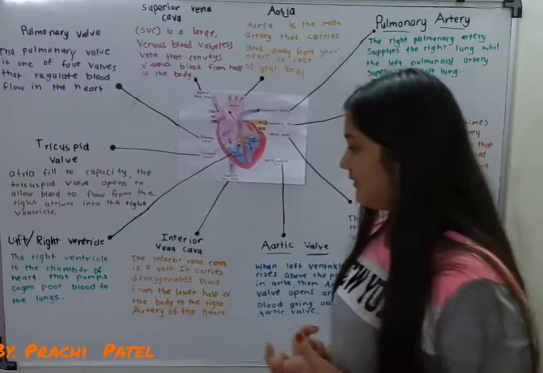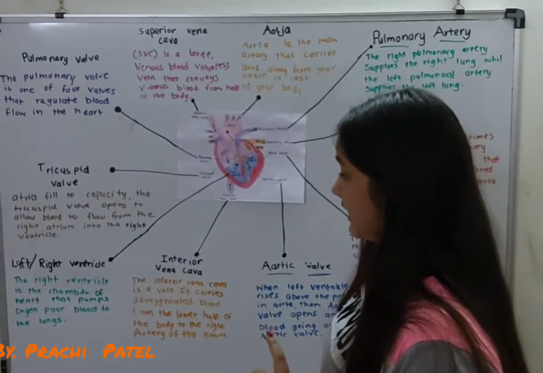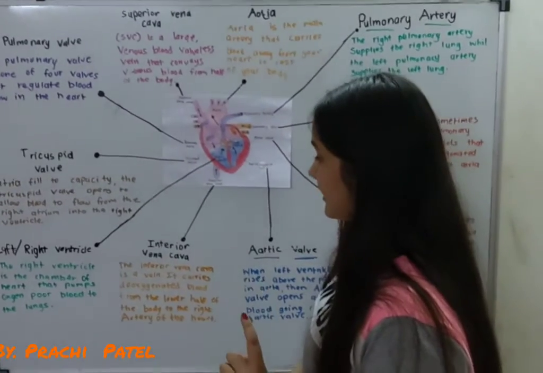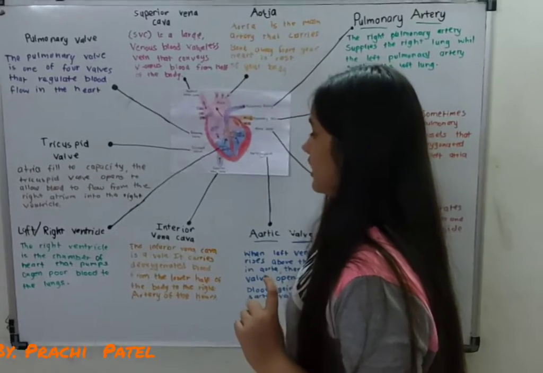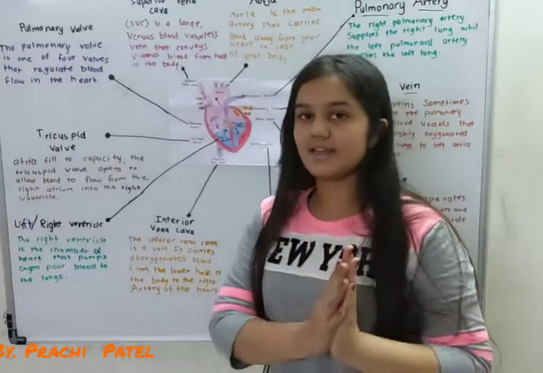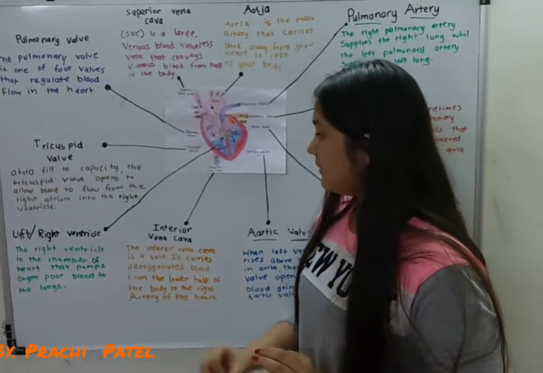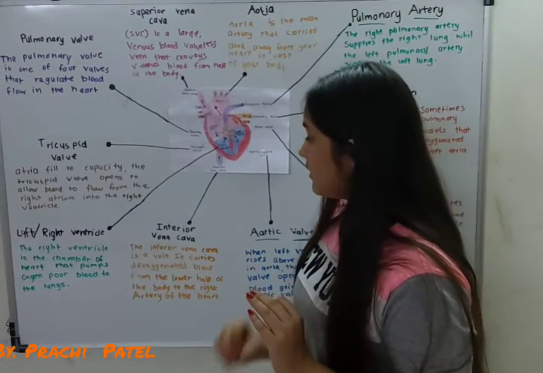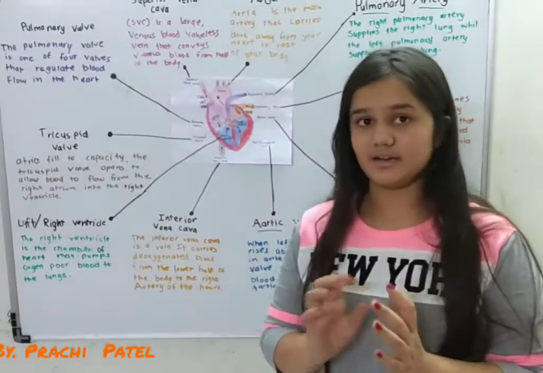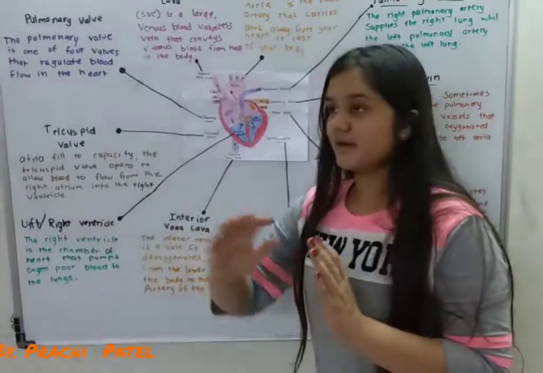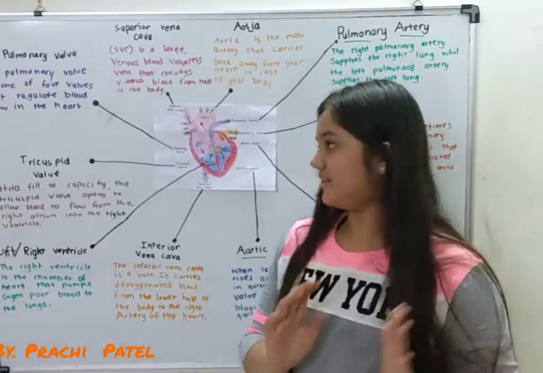Then next, left and right ventricle. The right ventricle is the chamber of the heart that pumps blood to the lungs. So there are two parts, the right and left ventricle. Here the right ventricle pumps blood to the right lung. So the right ventricle supplies the right lung and the left ventricle supplies the left lung.